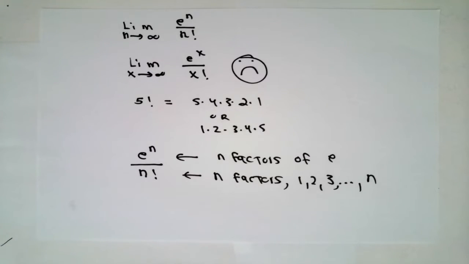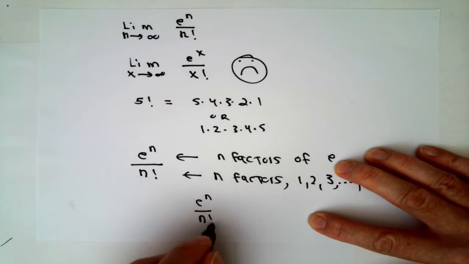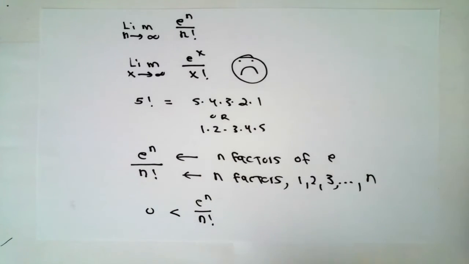So I'm going to get some insight into this by splitting it up into factors. Before we do that, of course, I want to mention, obviously, all of these things are positive. E to the n over n factorial, all of them are positive.